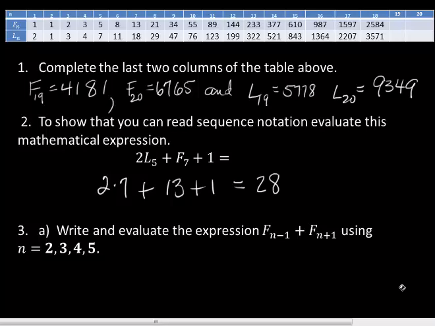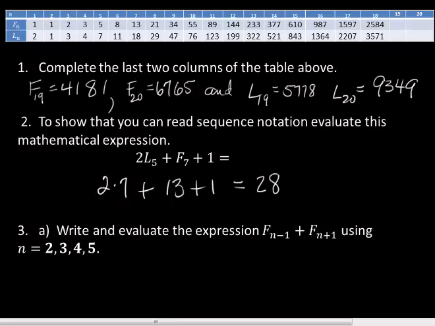Number 2, to show that you can read sequence notation, evaluate this mathematical expression: 2L5 plus F7 plus 1. In other words, 2 times the 5th Lucas number plus the 7th Fibonacci number plus 1. Well, the 5th Lucas number is 7, so it's 2 times 7 plus the 7th Fibonacci is 13 plus 1 is 28.